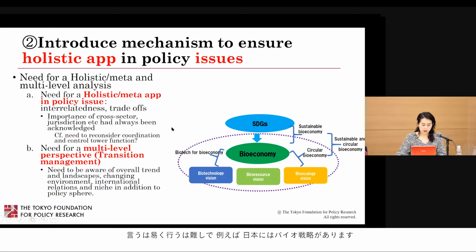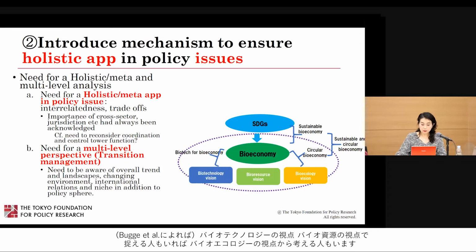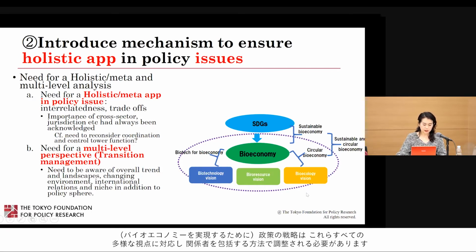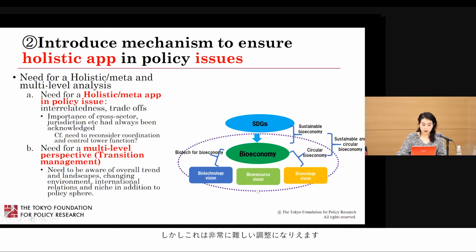For example, biostrategy. In Japan, we have a biostrategy, and this biostrategy aims to realize a bioeconomy society by 2030. There are indeed different views of the bioeconomy. Some consider it from a biotechnology vision, some from a bioresource vision, while others consider it from a bioecology vision. And the strategy has to be aligned in a way that accommodates all these perspectives and having relevant actors. But this could be a very difficult task.